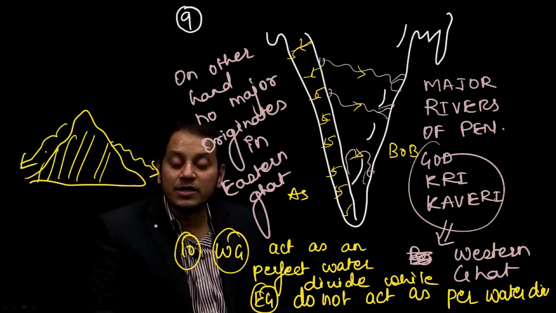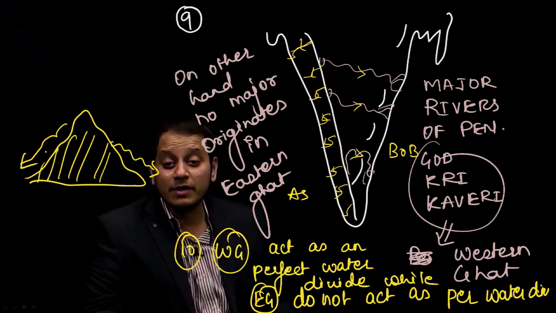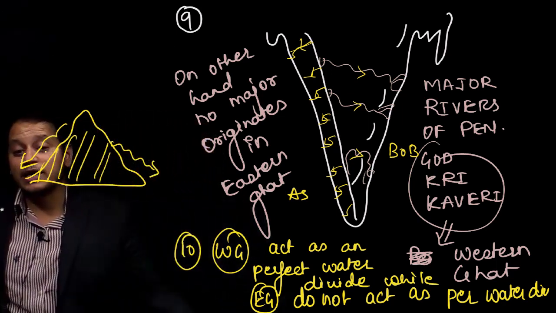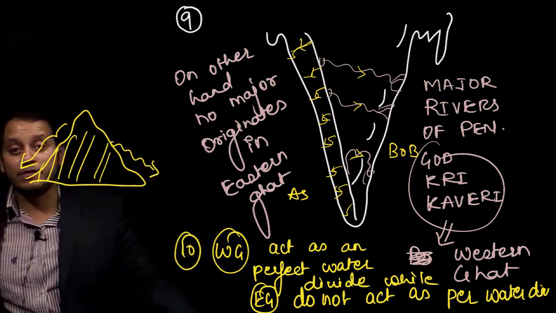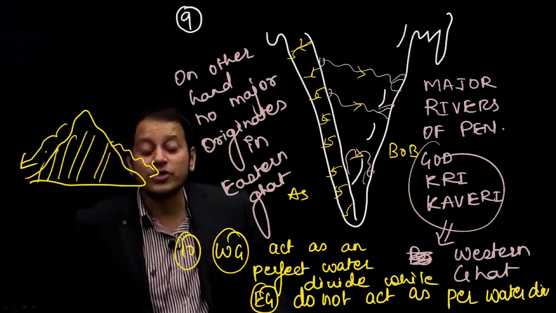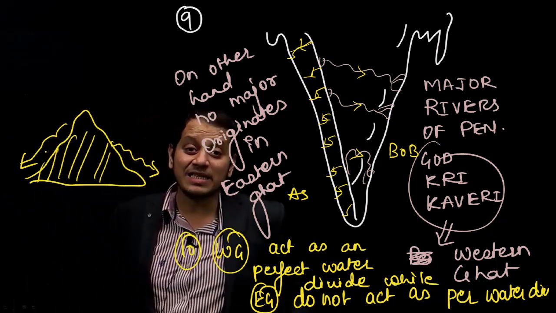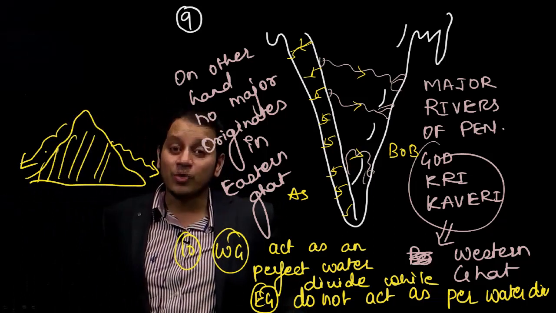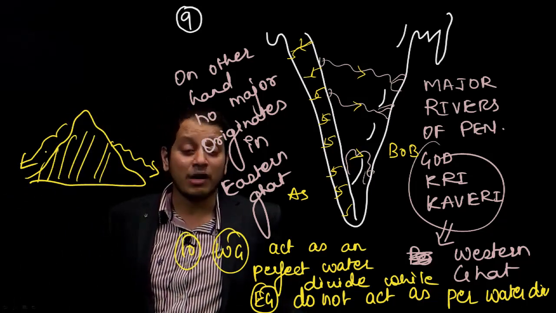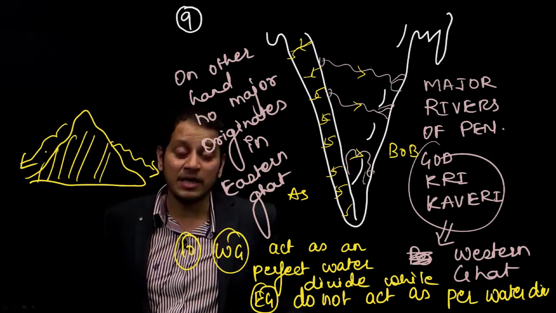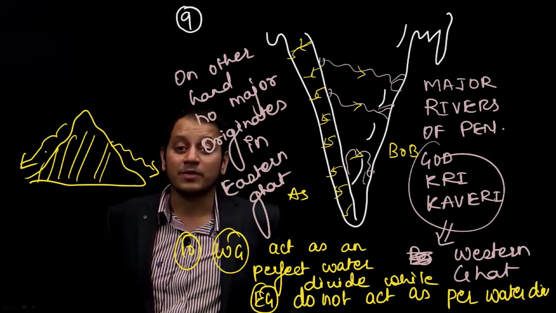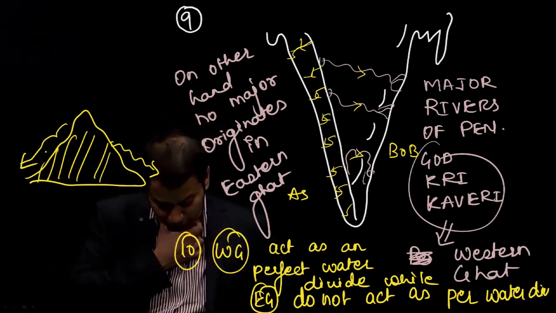So the Western Ghat is acting as a perfect water divide, while the Eastern Ghat is not acting as a perfect water divide. So these are some basic points of differences between the Western and the Eastern Ghats. And I hope that you have understood the concept very properly. They can ask you simple basic point of difference. One more point of a difference. Which is higher, Eastern or the Western Ghat? The Western Ghats are higher. It is steep like mountain.